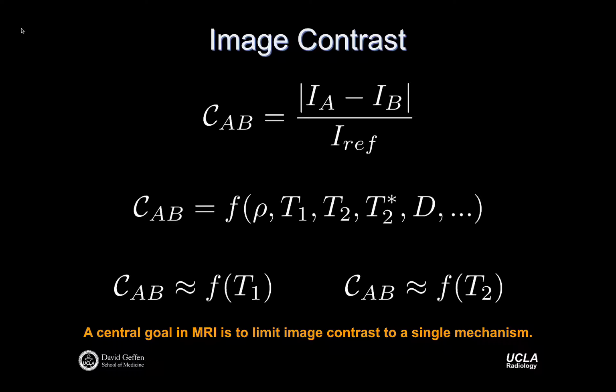There are examples of when we mix these things on purpose, but the principle that we'll be talking about today is how can we manipulate the contrast of an image to be largely dependent on T1 or largely dependent on T2.